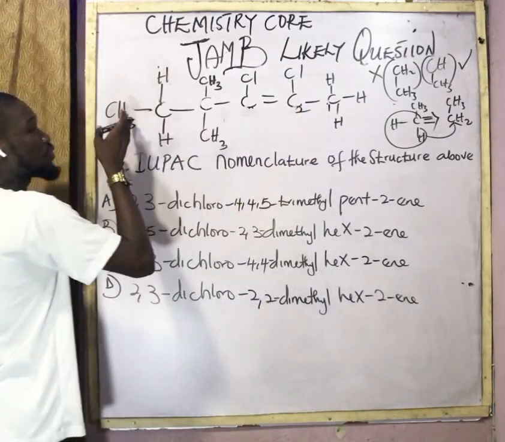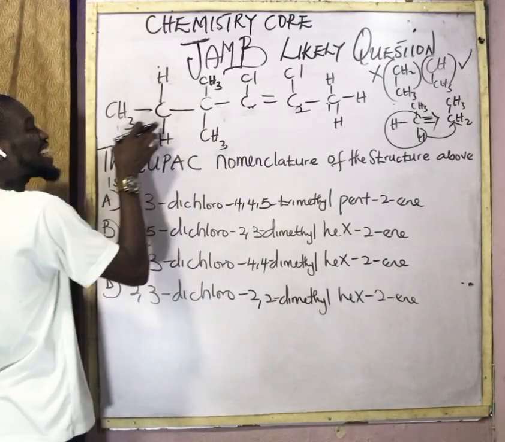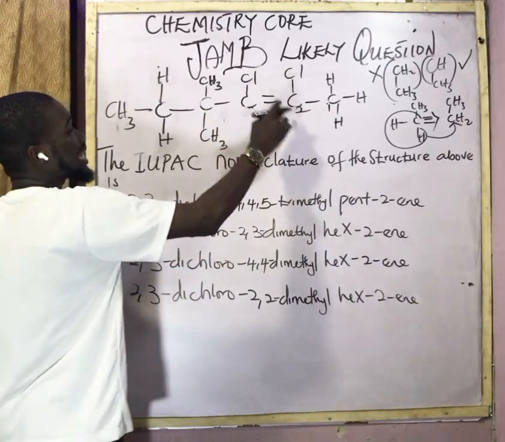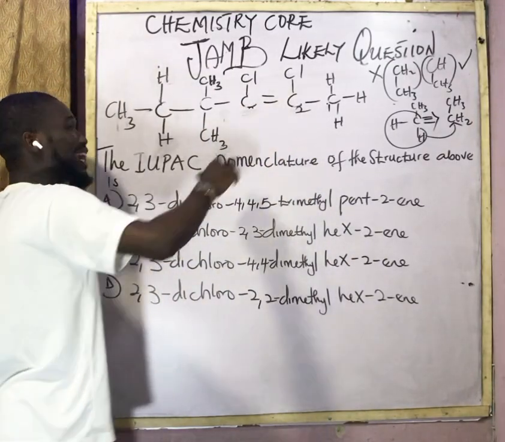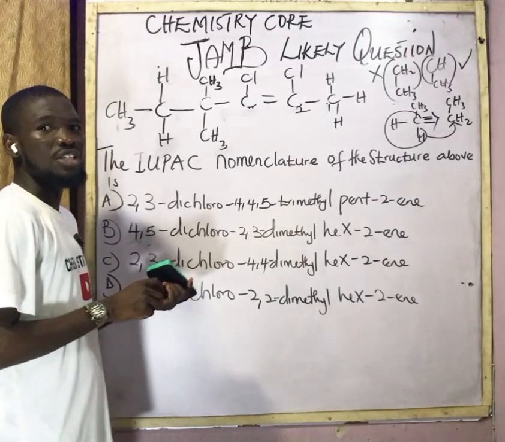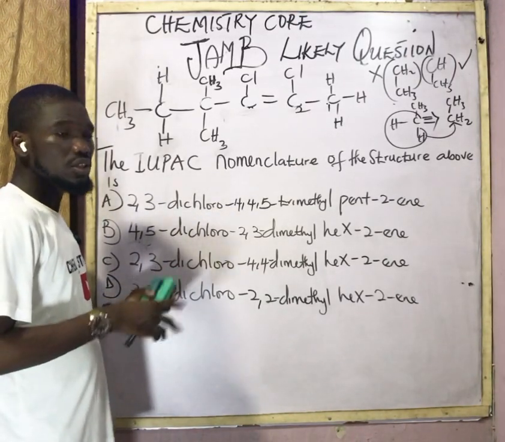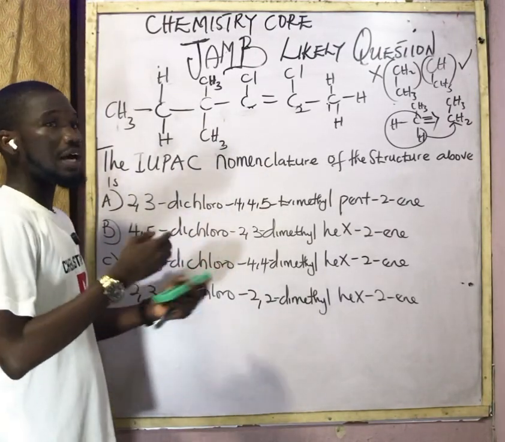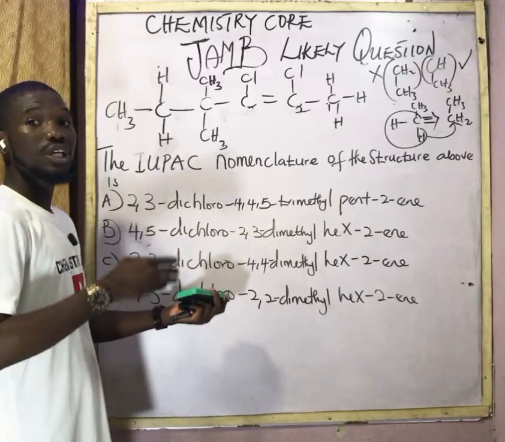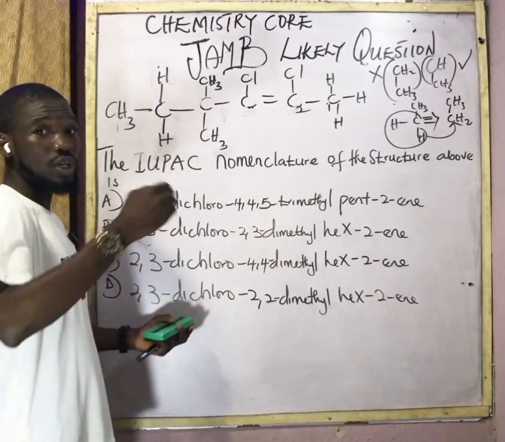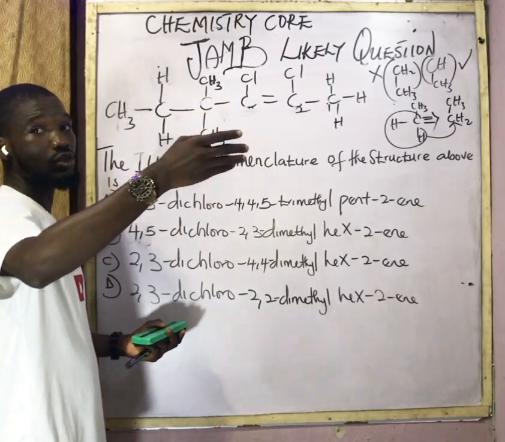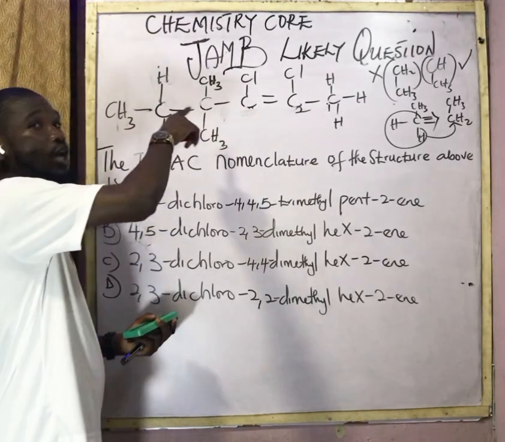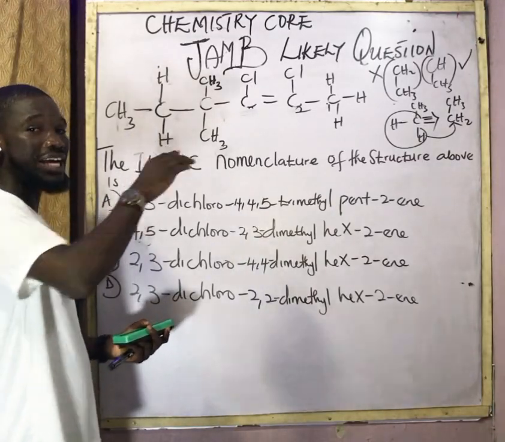Now, let's give it the numbering and the correct name. 1, 2. We can't start it from this side because the double bond here is far from this, but from here is closer to this. That is why you number it from there. As far as organic chemistry is concerned, when you have a double bond or triple bond and you have an attached functional group like alcohol, carboxylic acid, ester, ketone, and aldehyde, are you with me now? You always consider your numbering from that functional group, the lowest number that is attached to the functional group. The same thing is applicable to the double bond.